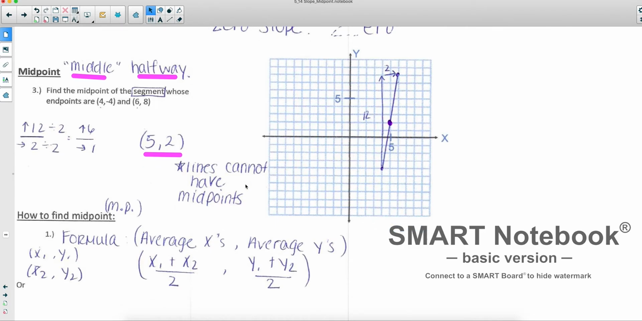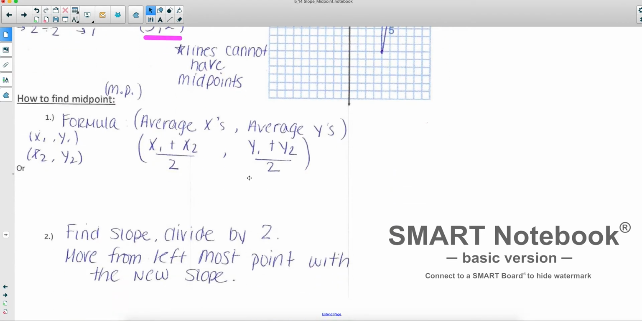Okay. Now, like slope, there's actually a formula. So there's 2 ways. A formula for a midpoint, and if you think of it as like the middle, you could think of it as like the average. So you could take your x values and add them and divide by 2, and then take your y values and add them and divide by 2. So essentially you could find the average of the x's and the average of the y's. Or, like I just explained, you can find the slope, divide by 2, and then move from your leftmost point with the new slope. Okay, so 2 ways to find midpoint of a given segment.